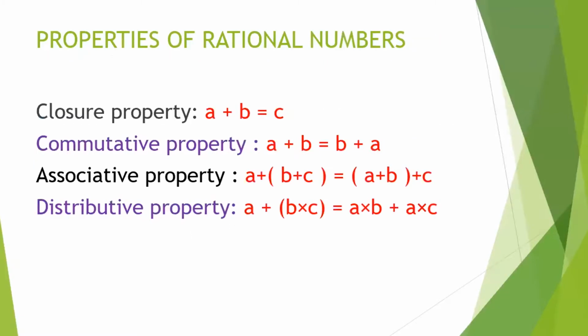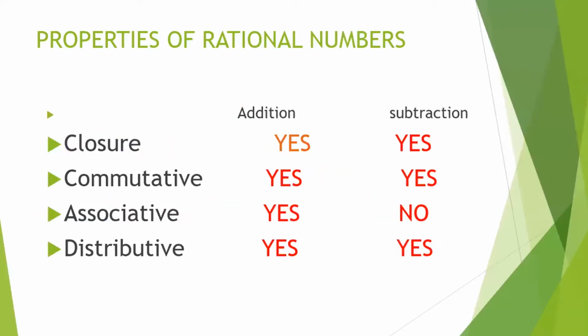Now, we'll go to properties. We have four properties: closure property, commutative property, associative property, and distributive property. These are all the general forms of these properties. Now we will go through the properties for rational numbers. Closure property is closed under addition and subtraction. Commutative property is also closed under addition and subtraction. Associative property is closed under addition but not satisfied under subtraction. Distributive property is closed under addition as well as subtraction.